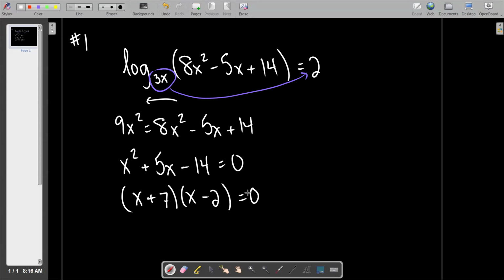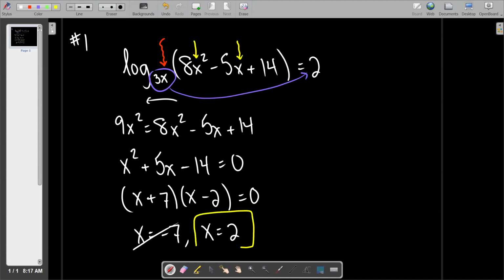We should be hanging on to that equals 0 at this point. Then our candidates for solutions are x equals negative 7 and x equals 2. And you should have crossed out negative 7 because if you put it here where the red arrow is pointing, you get a negative base for a logarithm, which as we know is not allowed. If you put 2 in, it breaks no rules. You can put it in where the red arrow is. You can put it in where the yellow arrows are, and no rules get broken. So 2 should have gotten a box, and negative 7 should have gotten a cross.